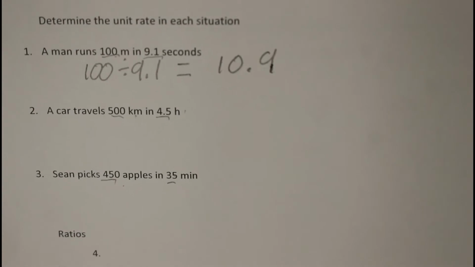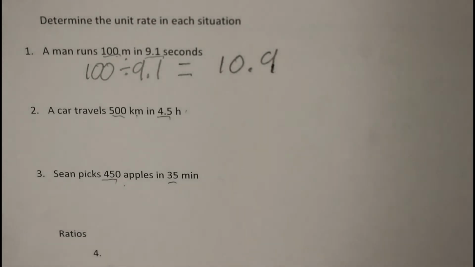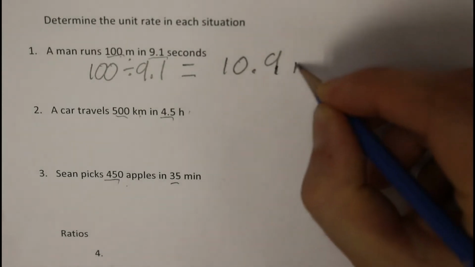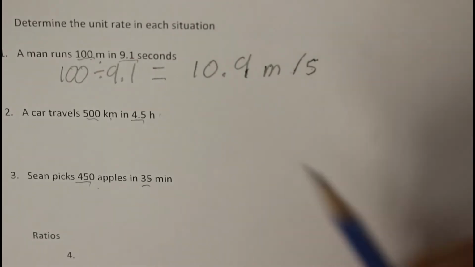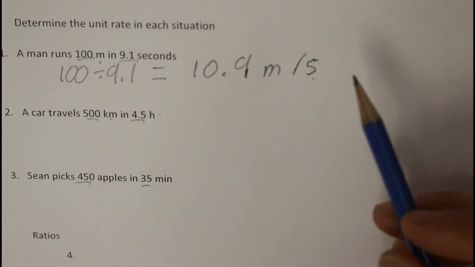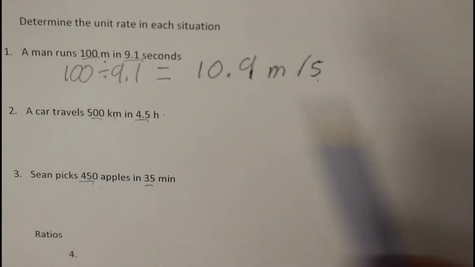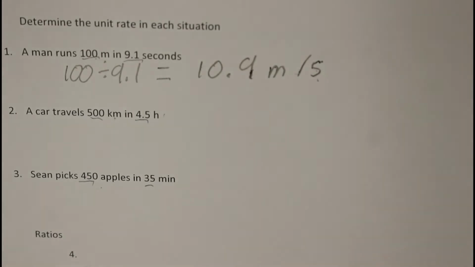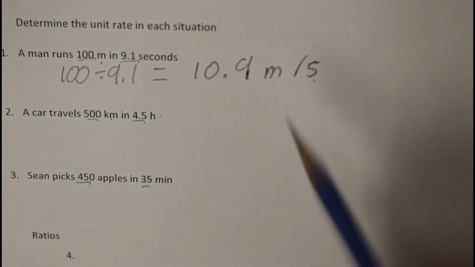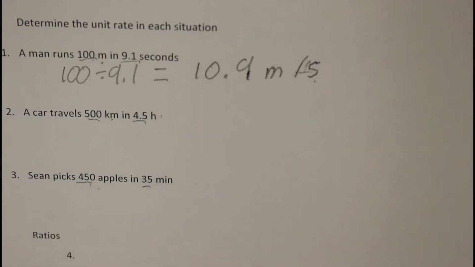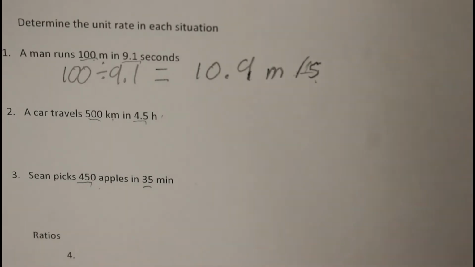But you don't just leave it at 10.9. I don't want to just see it at 10.9. If it's just 10.9, half marks. You're going to have to show meters per second. So that means every 1 second, this man runs 10.9 meters, which is insanely fast. So in 10.9 meters, it only takes him 1 second to do that. Like in math, usually you don't need to write the 1 there. You could, but you don't need to.